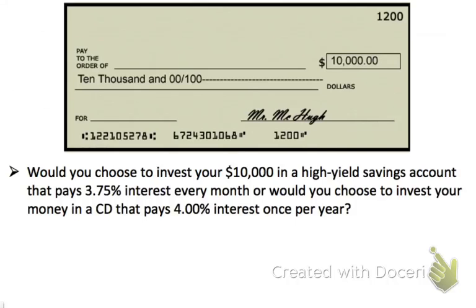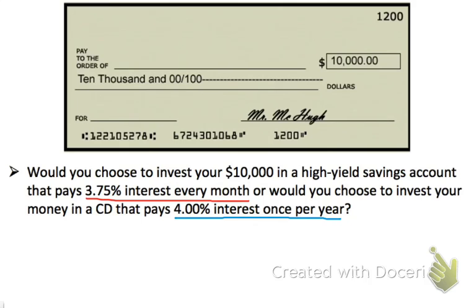Now, if you were to receive a $10,000 check in the mail, the question I want to pose is, would you choose to invest that money in a high-yield savings account, which offers 3.7% interest every month? Or, on the other hand, would you choose to invest your money in a CD that pays a higher percent interest once per year? In an investment, you want as high a percentage of interest as possible, but you also want that interest to compound as often as possible.